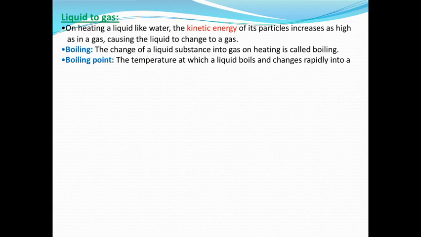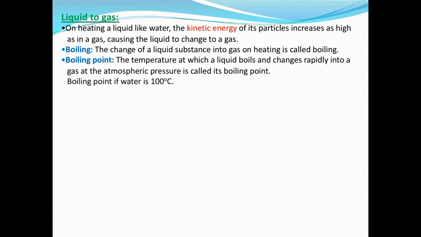Here I'll give you the difference between gas and vapor. Gas is basically dry air and vapor is dry air with water, which means wet air, air with moisture. Now, boiling point is the temperature at which a liquid boils and changes rapidly into gaseous state, maintaining the atmospheric pressure. We know that the boiling point of water is 100 degrees Celsius.